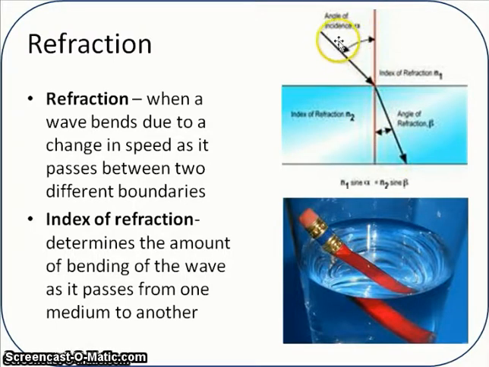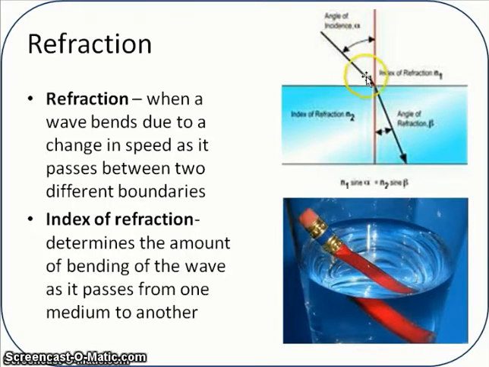Well, as a wave passes from one medium into another medium, it changes speed because the speed depends on the medium, and if the medium changes, the speed changes. If the speed changes, the direction will change. And that's what this drawing is showing.